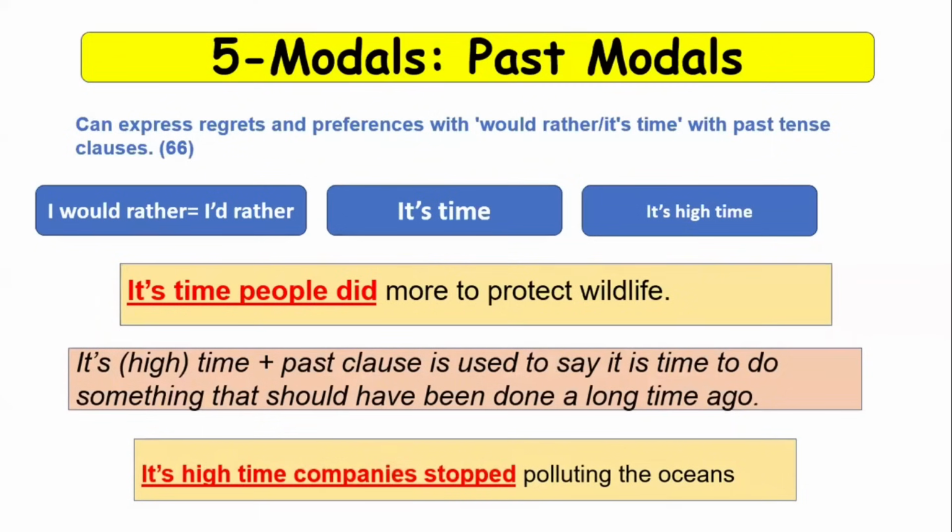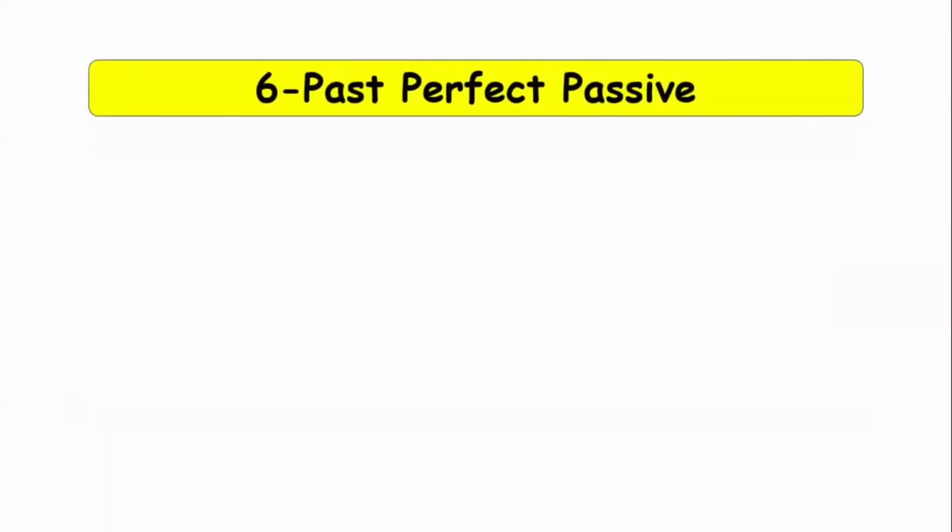Okay, you can also add another expression which is not mentioned here. You can also say it's about time. It's about time you studied. It's about time you paid attention in the class. Okay, so you can also use this with this group of expressions here. The last one is the past perfect passive. In the beginning of the lesson, we talked about the past perfect. Now we will talk about the passive form, المبني للمجهول.